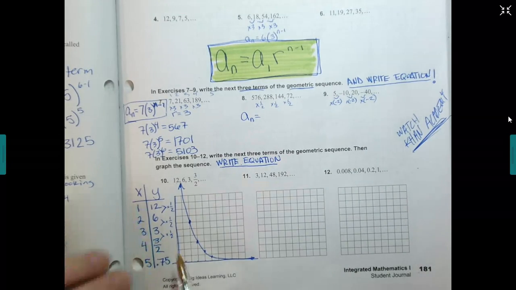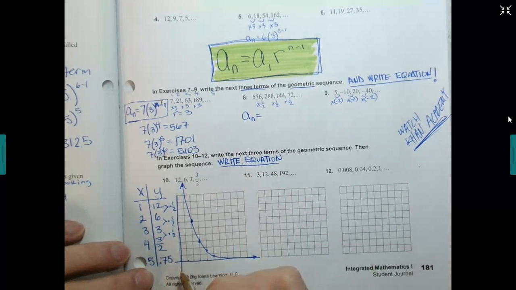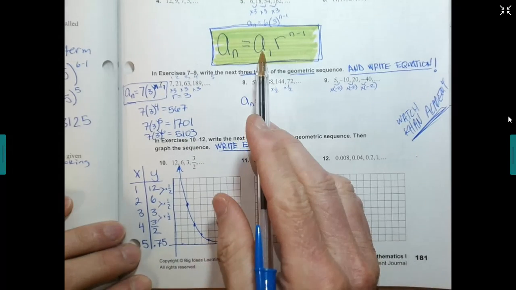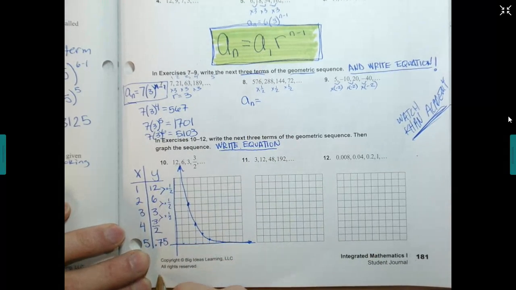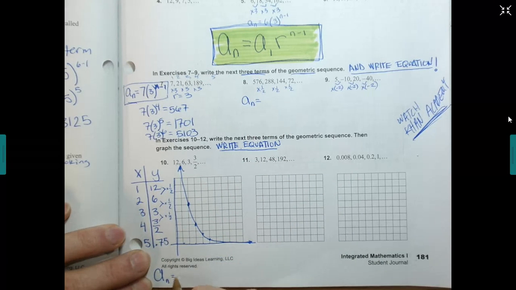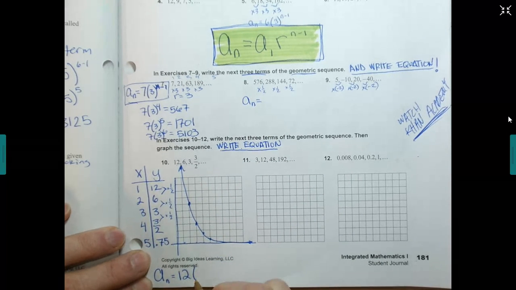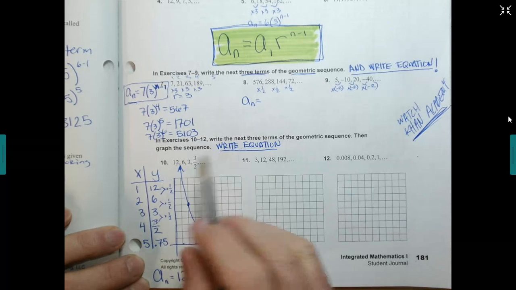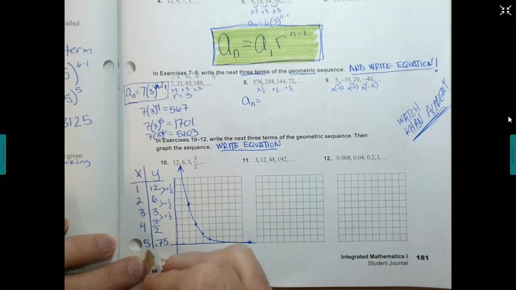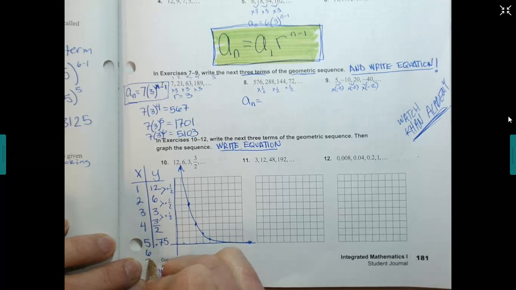And so if I were to write an equation, well, I need my first number. My first number is 12. So a sub n equals 12 times my rate, which is 1/2, to the n minus 1. And I need to write the next three terms. So I got one of them.